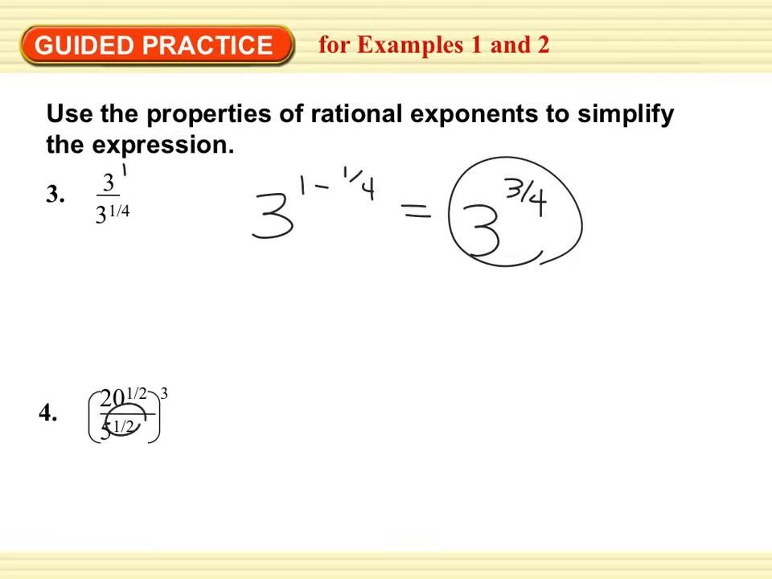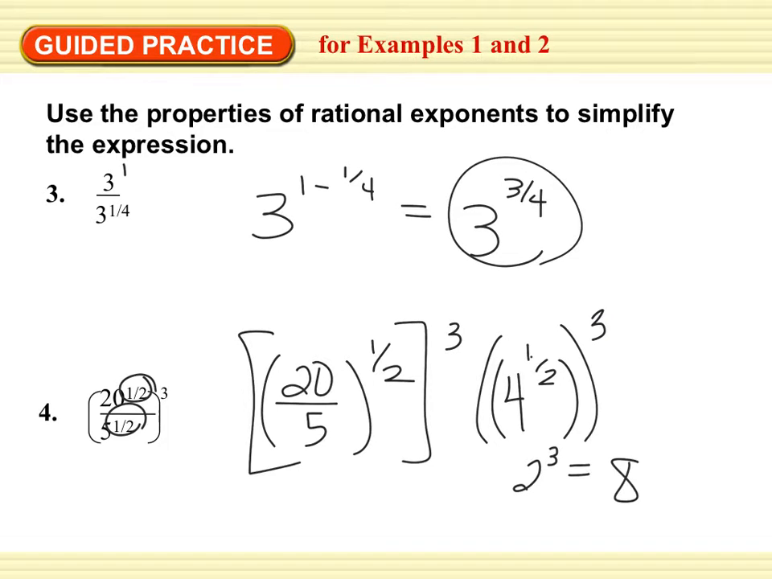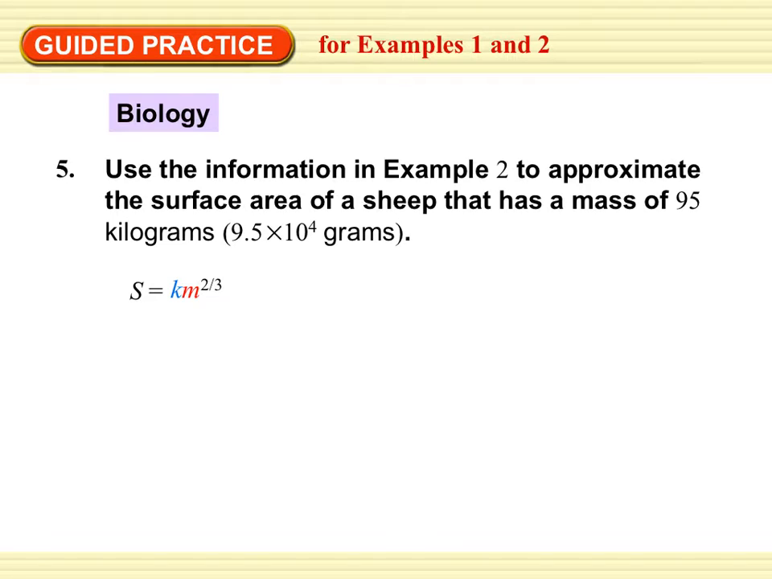Here it looks like I have the same exponent, so I'm going to go ahead and use that to my advantage. So 20 divided by 5 is 4. I know that 4 to the 1/2 power is 2. 2 to the 3rd power is 8. That was sort of fun. That was sort of tricky though.